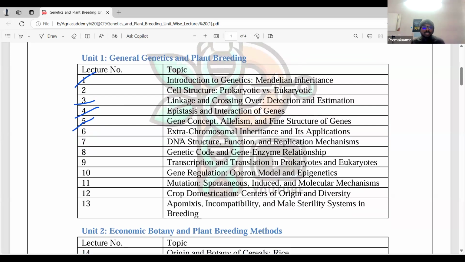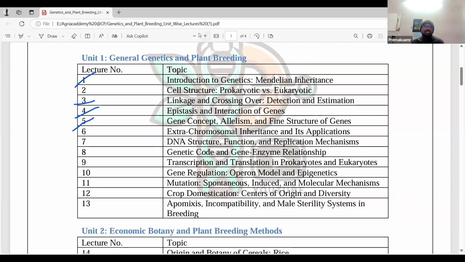Even for this, you have to read from the basic books. I am not going to cover extra chromosomal inheritance. Like this, I think I have covered. DNA structure, functions, and replication I will cover, but for more detail you have to read books only. These are basic things. Nobody will help you in these matters.